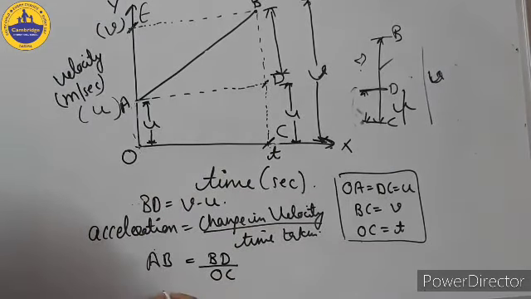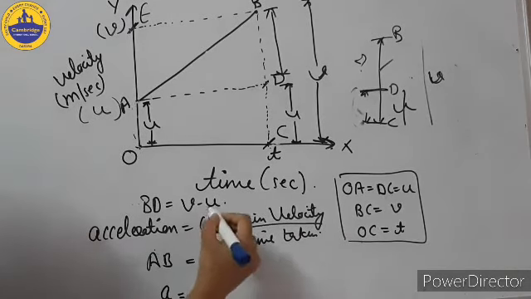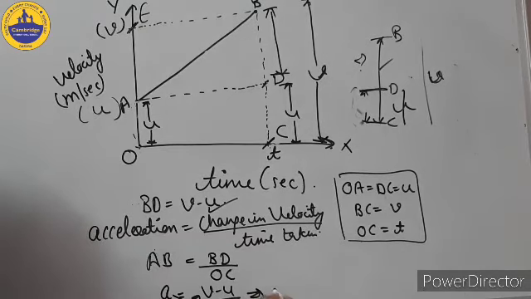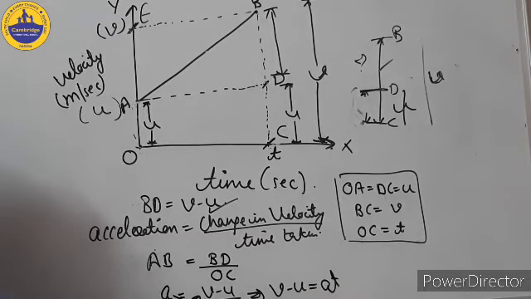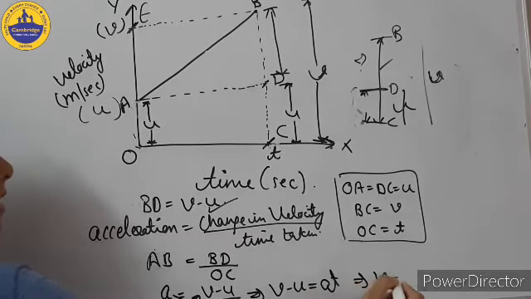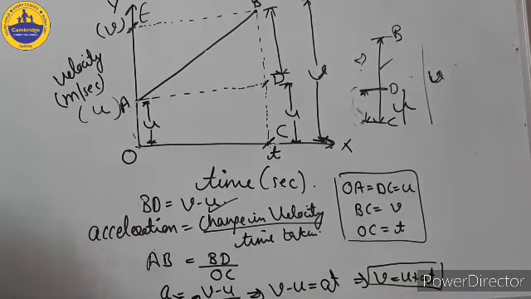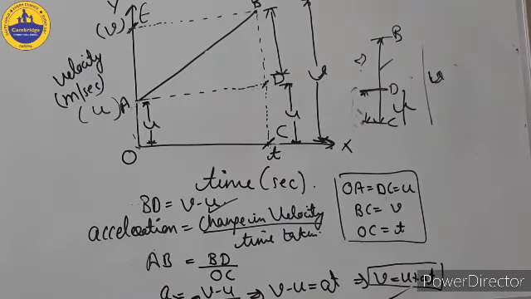Now if we put the values here, AB is acceleration A, BD is V minus U, and OC is T. There is nothing in the denominator here, so I have written 1. Now when you cross multiply, 1 multiplied by V minus U is V minus U, equal to A multiplied by T, which is AT. Therefore, V is equal to U plus AT. U is minus; when we take it to the other side, it will be plus. So it will be U plus AT. This is your first equation of motion.